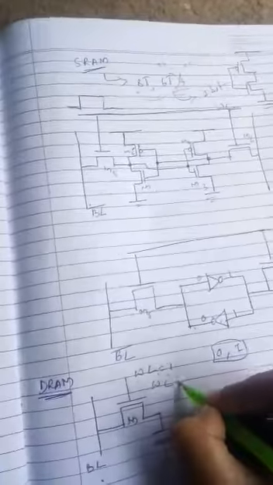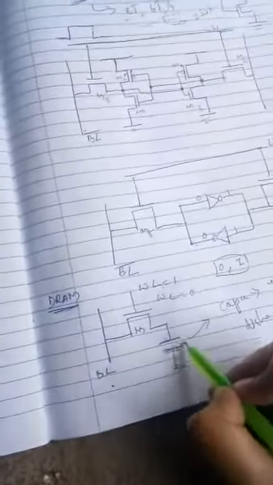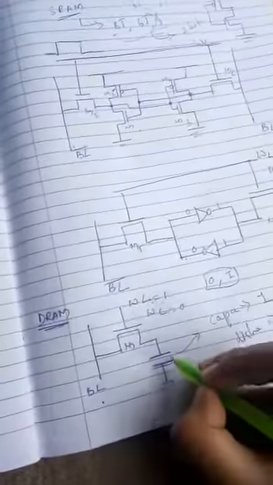If the word line is equal to 0, what happens? This transistor will be in the off state. The data will be stored in this particular capacitor itself.